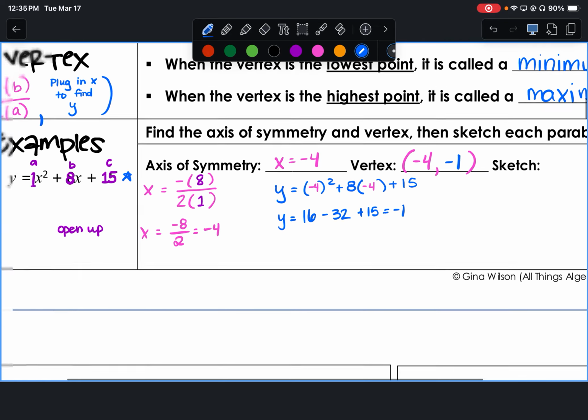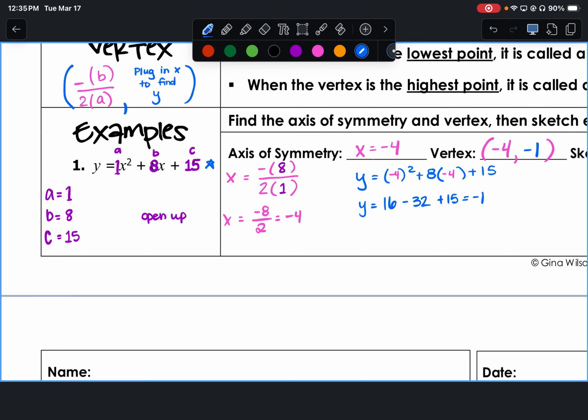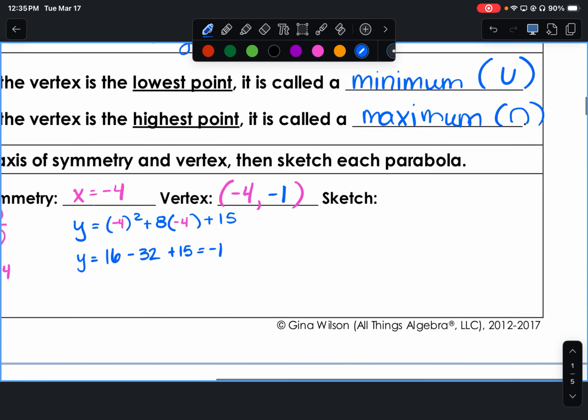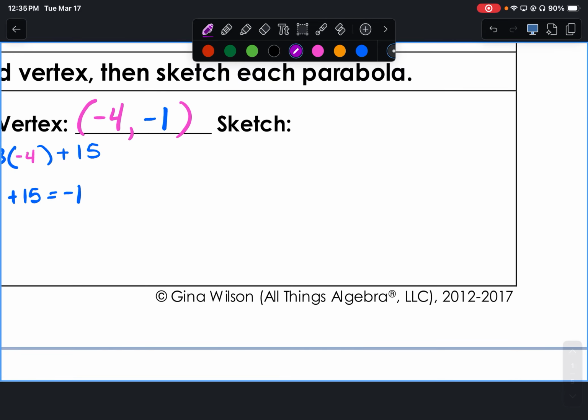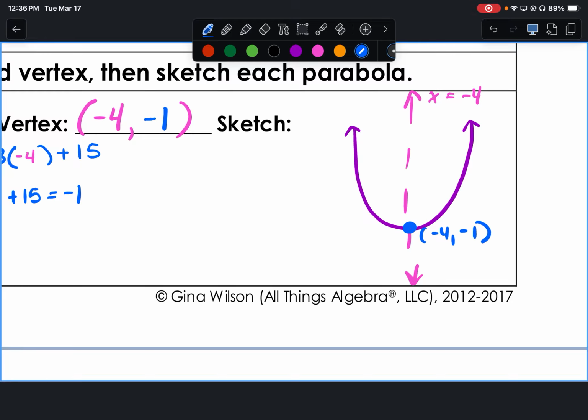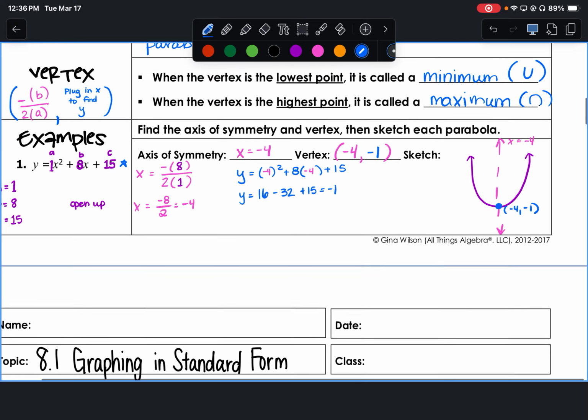And so that is everything we need to be able to sketch our graph. We already said this graph is going to open up. Our axis of symmetry is the line x equals -4. And our vertex is the point -4, comma, -1. That's all we have to do for that. So that is what we are looking at first today. And we're going to do some practice with that.